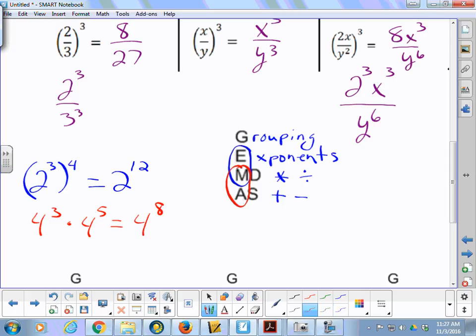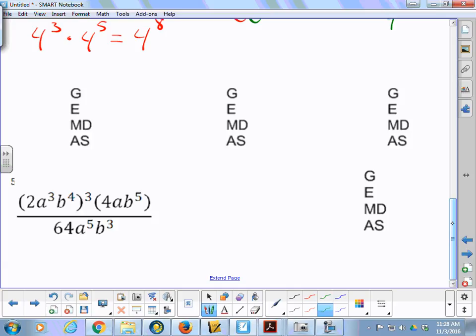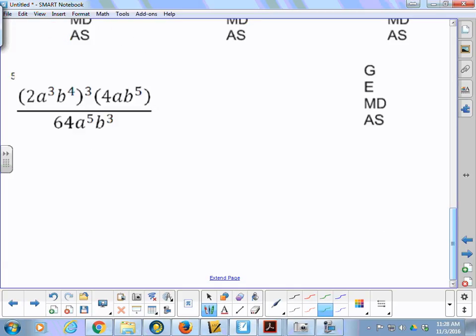Say we've got 4 to the 9th over 4 to the 5th. Well, we know that's 4 to the 4th because we're going to subtract. So, hey, look at here. If I'm dividing with exponents, we subtract. So you can use the GEMDAS to determine how you are going to simplify these. All right, so let's take a look at a couple others.